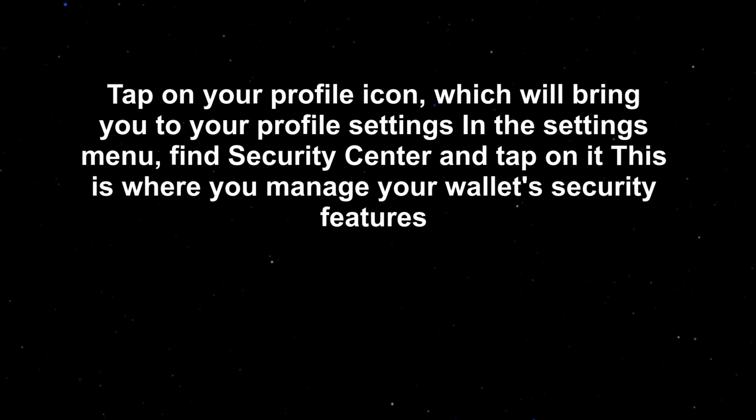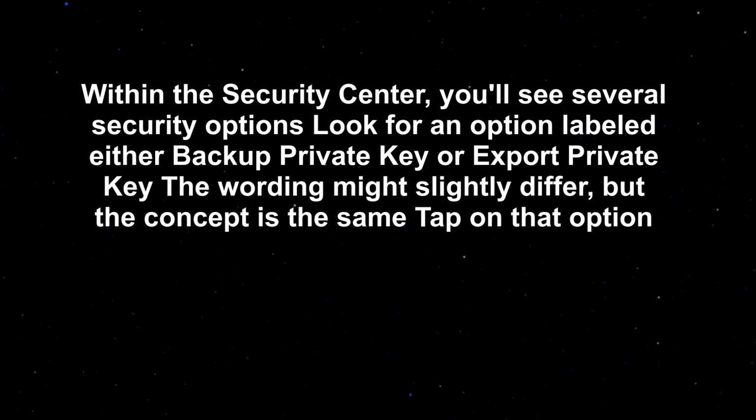In the settings menu, find Security Center and tap on it. This is where you manage your wallet security features. Within the Security Center, you'll see several security options. Look for an option labeled either Backup Private Key or Export Private Key. The wording might slightly differ, but the concept is the same.